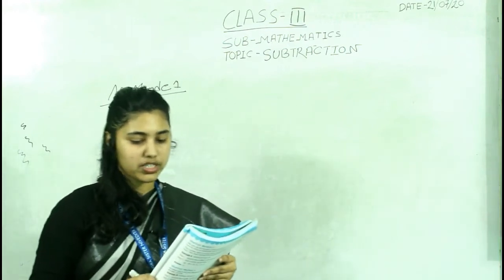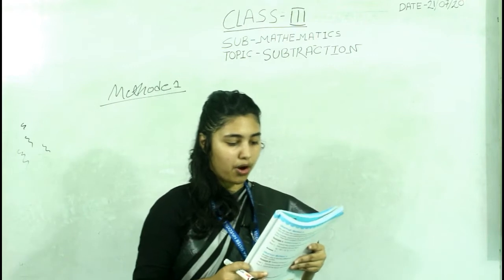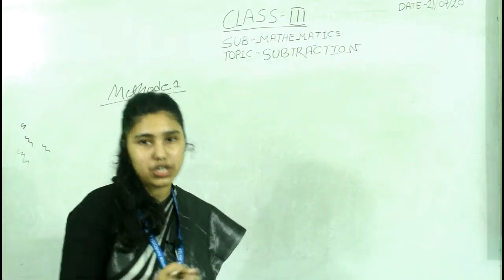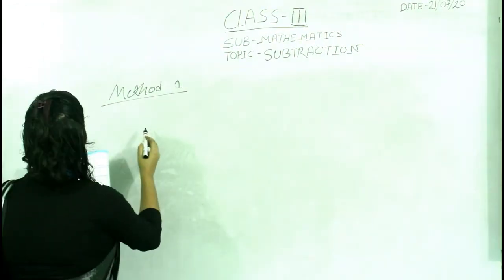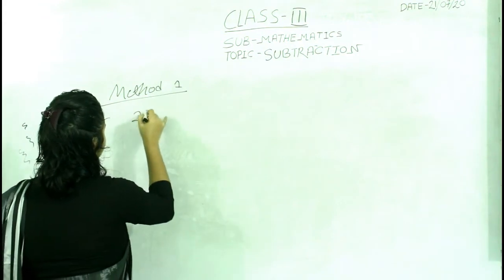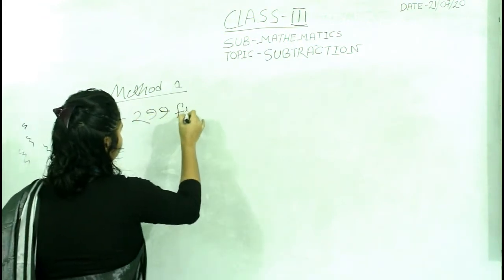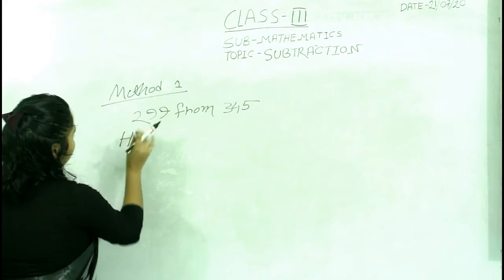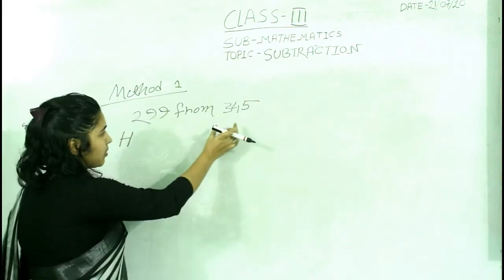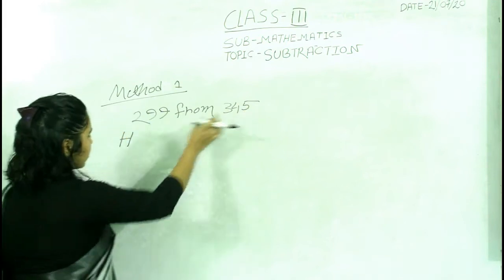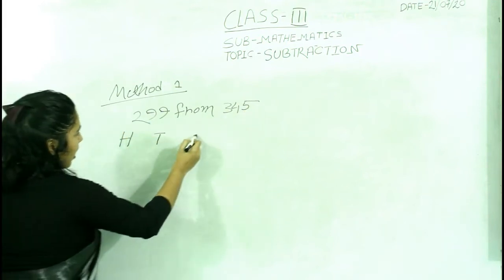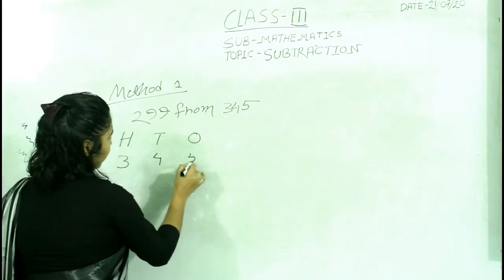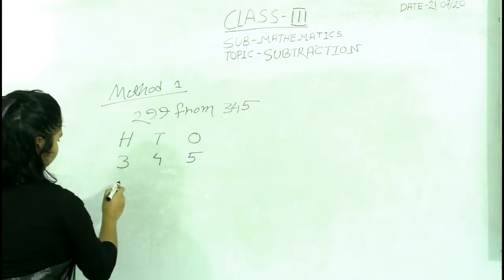For this we add or subtract a number to or from the given numbers and convert them into numbers ending with 0. So suppose you have to subtract 299 from 345. Here 345 is our bigger number and we have 3 digits, so take hundreds, tens and ones place. Now put this number first, which is 345, and 299 below it.